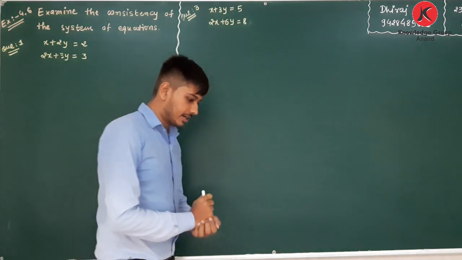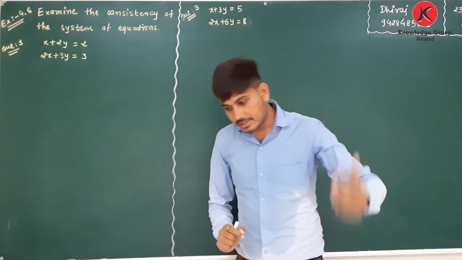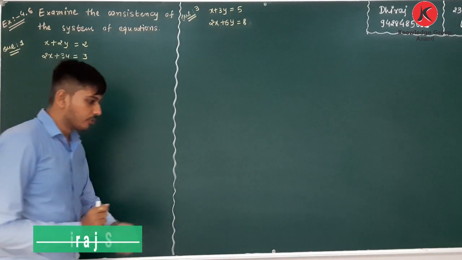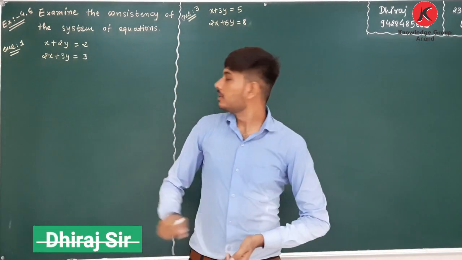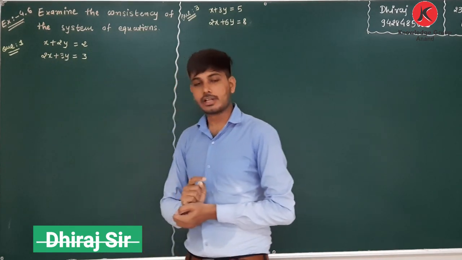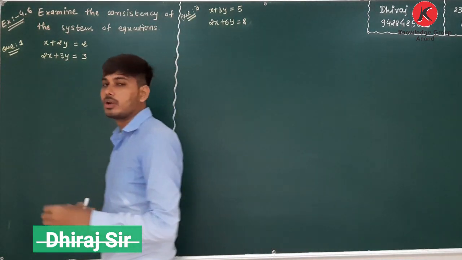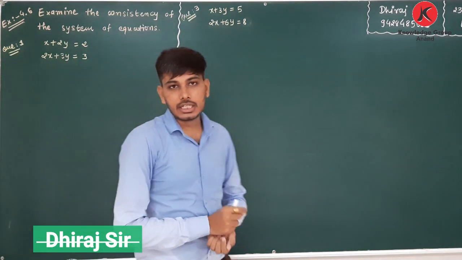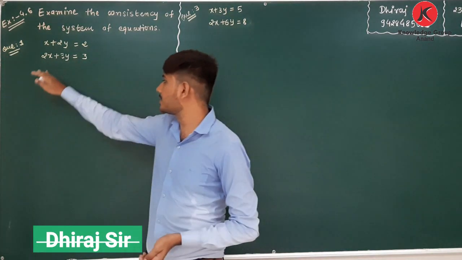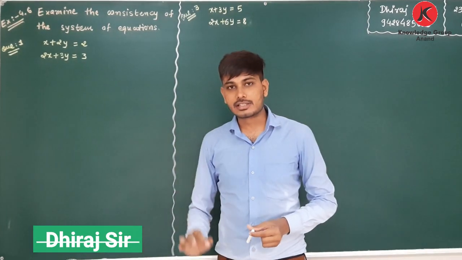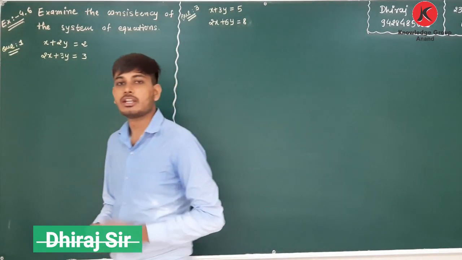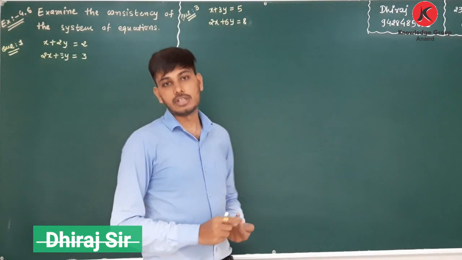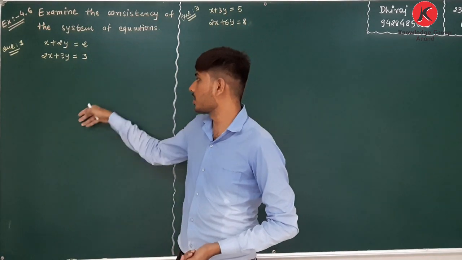Yesterday we discussed what is a consistent equation and what is an inconsistent equation. How can we identify whether the given system of equations is consistent or inconsistent? We know that if A inverse exists, then the system has a unique solution and it is known as consistent equations.